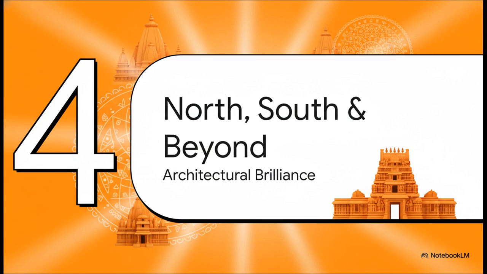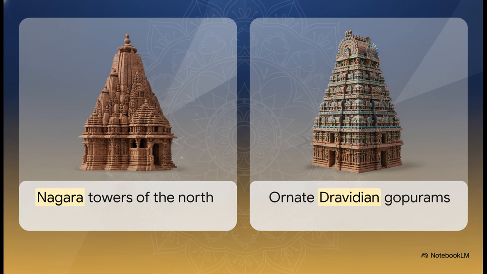Section 4, North, South, and Beyond. Architectural brilliance. Let's move on and see how this all builds together. A cosmic blueprint that powerful, especially one that also runs the local economy, didn't look exactly the same everywhere. It adapted, and that resulted in some of the most striking visual diversity in the ancient world. This is a great comparison point to remember. Up in the north, you have the Nagara architecture, which is really characterized by these soaring mountain-like towers. But compare that to the South Dravidian architecture. That style is famous for its incredibly ornate, intricately carved gateway pyramids, which are known as gopurams.